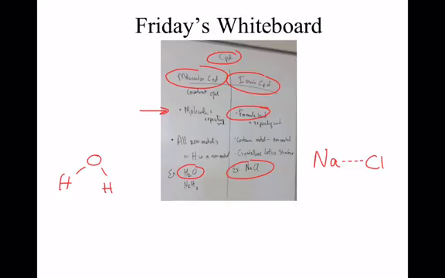And the big thing I told you guys is look for the metal. If it has a metal, it's most likely an ionic compound. About 99.5 or 95, I don't know, percent. Okay, if it has a metal, it is an ionic compound.